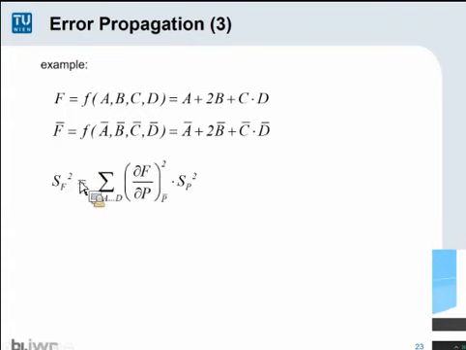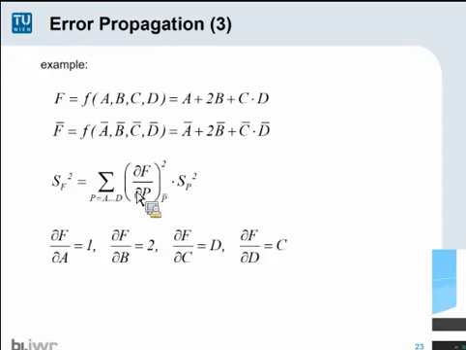So that's our best estimator for f. And now we want to compute the uncertainty of this parameter by using the law of error propagation. It looks pretty complicated, but it is not. The only thing that you have to do is take the partial derivative of this function with respect to each of these variables. If you derive this function with respect to a, you get df by dA is 1. The partial derivative of f with respect to b is 2. With respect to c, it's d. And with respect to d, it is c.